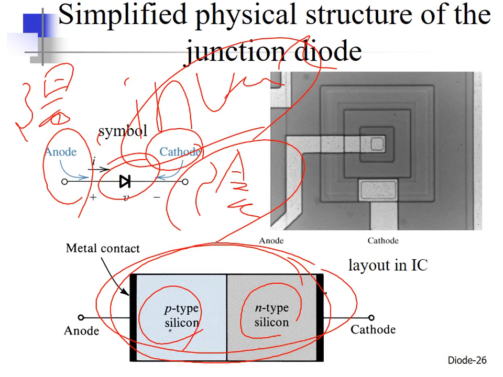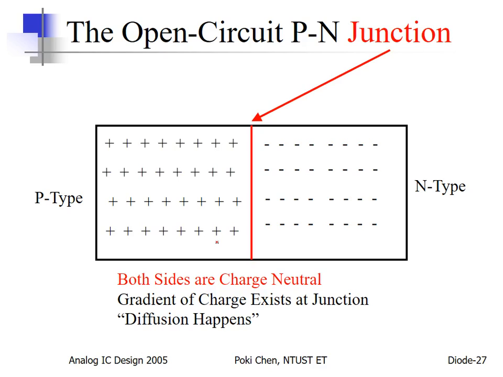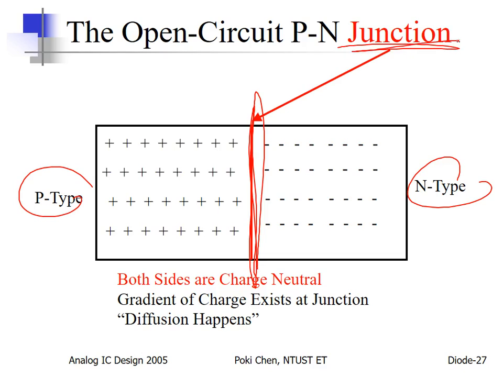And then what is the property? All right, let's go. Again, what will happen when Harry met Sally? In between the P-type and N-type semiconductor, the interface, we call it junction, or PN junction. One side is P-type, the other side is N-type, PN junction. Junction is very important. Okay?